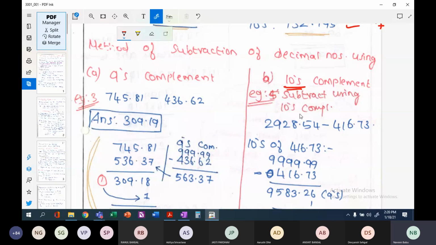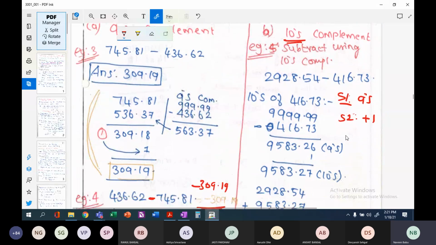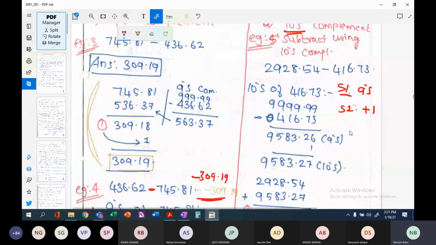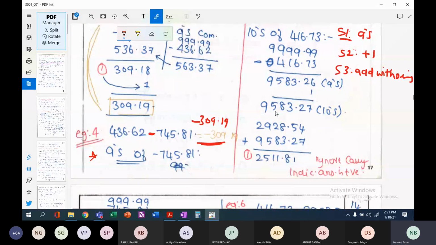So step 1, take nines complement. Step 2, add 1 to it. So this is the number. Step 3, add with the original number. So adding with the original number 2928.54, we add the tens complement number 9583.27. When we add, we are getting 2511.81. Please note that we are getting a carry here. If we get a carry, it is indicative that the answer is a positive one.